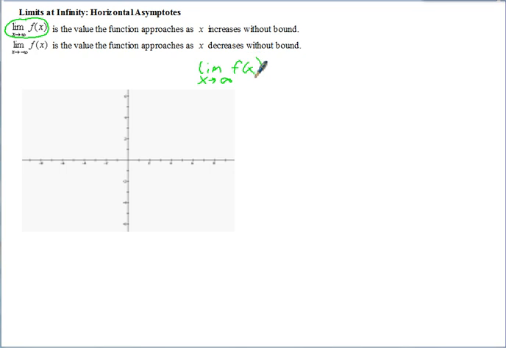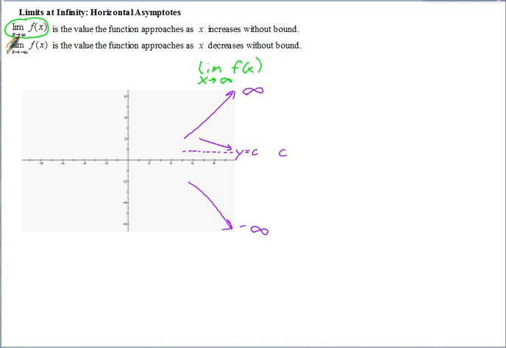And the possible things you could get: the graph could keep going up forever, in which case the limit would be infinity. It could keep going down forever, in which case the limit would be negative infinity, or it could level off at some horizontal asymptote, y equals some constant c, and that constant would be your limit as x approaches infinity. So it would get closer and closer to it like that.